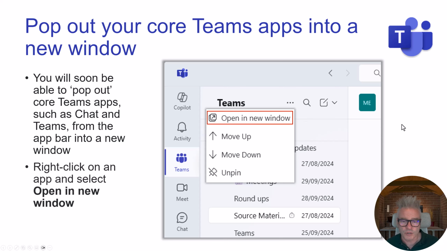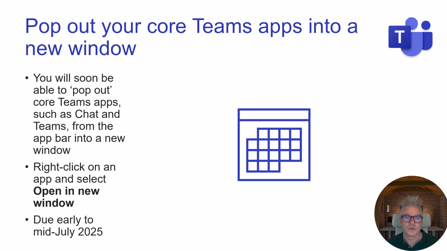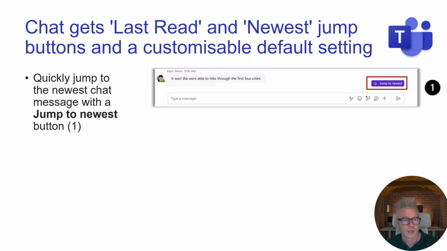I just love that. Also, look on the screen. Even easier now to move them up and down. I know you can drag them, but it's a bit clunky. But moving them up and down just looks quite nice as well. Folks, early to mid-July, just a small change, but a quality of life change that I personally am really looking forward to. Chat gets last read and newest jump buttons and customizable default settings.